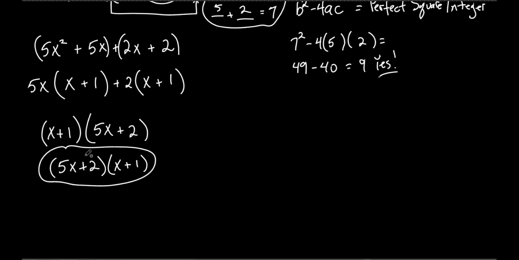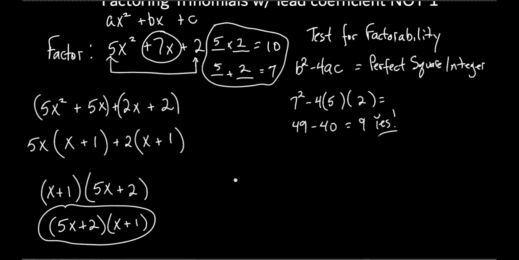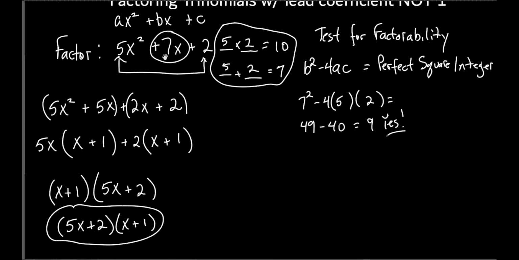I'm not going to do this, but you could always check to make sure that it works. How can you always check to see if this is what we started with? Do the what? Give me one word. FOIL. Yeah, FOIL it. So 5x times x is 5x squared. Remember what we're trying to get? We're trying to get that. Then the outside is a 5x. The inside is 2x. That's 7x right there. Then the last, 2 times 1 is 2. Yep, it works. All right, if you just want to check it in your head, that'll be good.